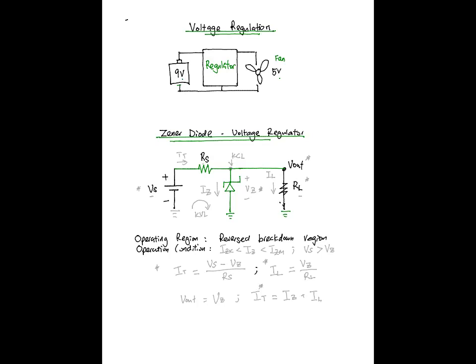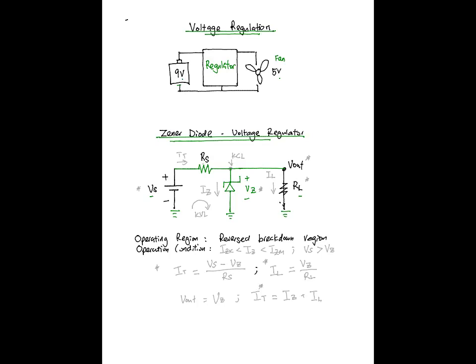Okay, and referencing the earlier example, the Vs is actually the 9-volt battery and the RL is the 5-volt fan. So the Zener diode, acting as a voltage regulator, will convert the higher voltage Vs to a constant Vz value to be connected to the load.